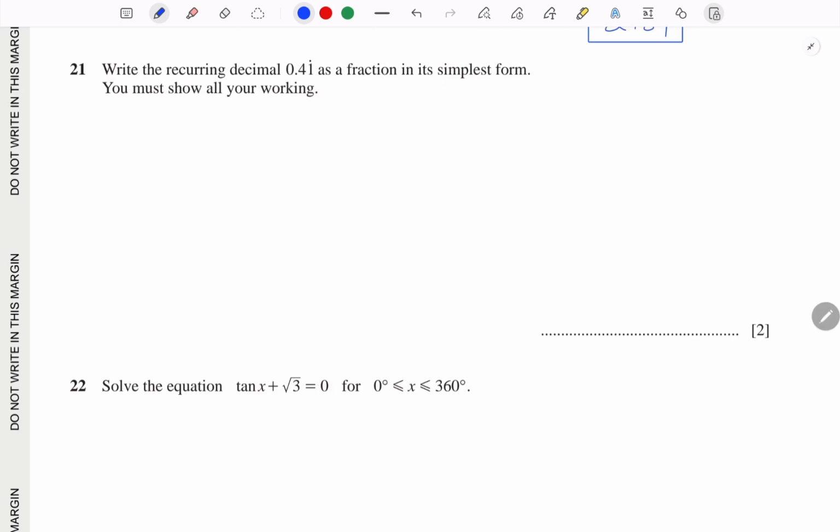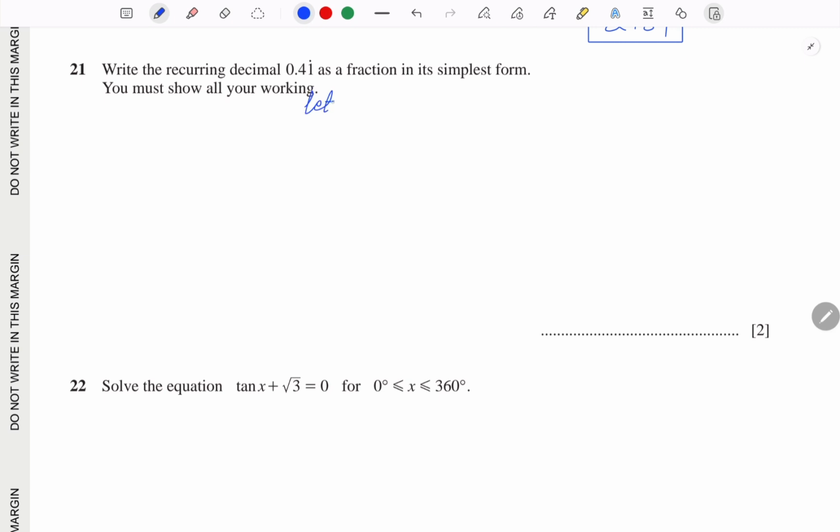Write the recurring decimal 0.41 as a fraction in its simplest form. You can see that on the 1 here, we have this bar or dot symbol. That means this 1 is repeating. So we need to find 0.41 bar as a fraction in its simplest form. Let's see how we can solve this.